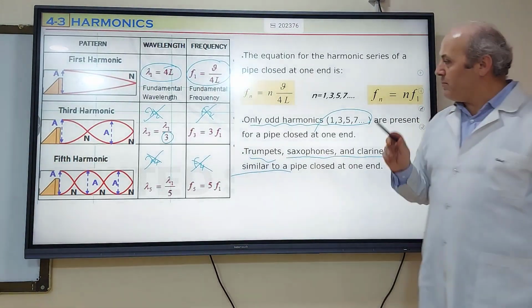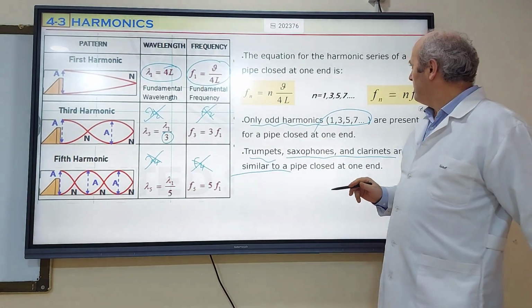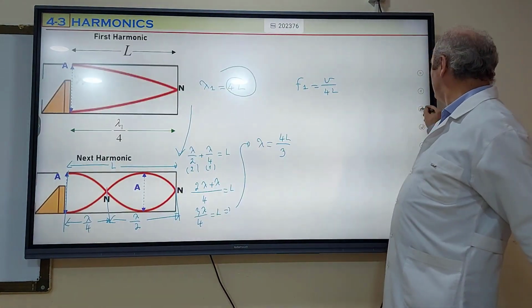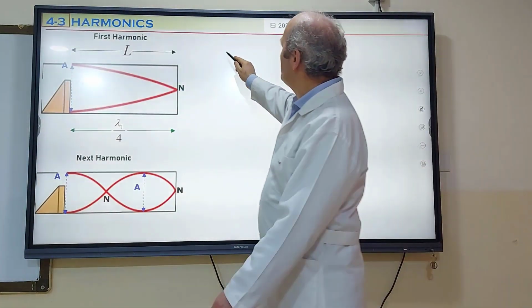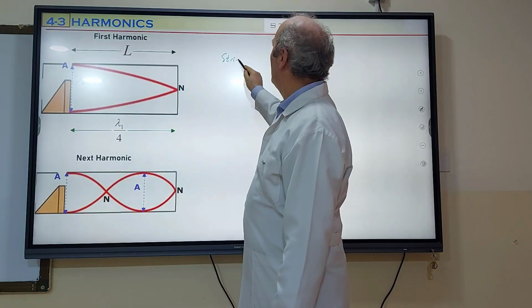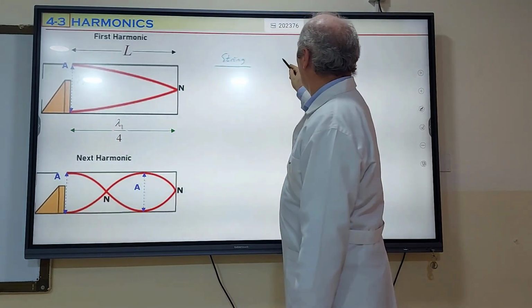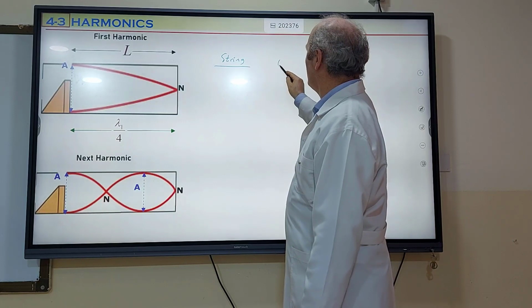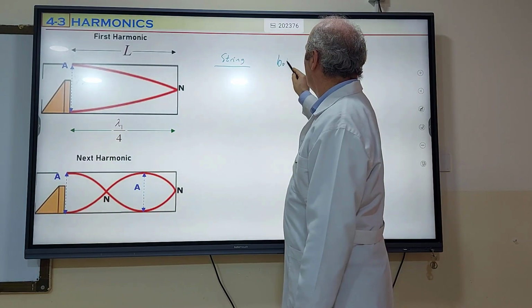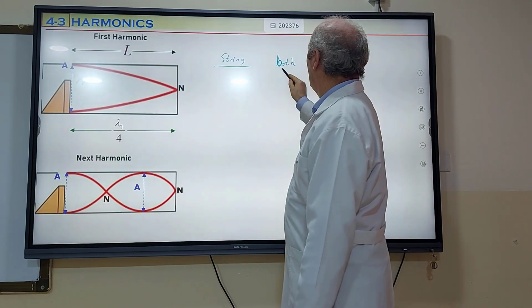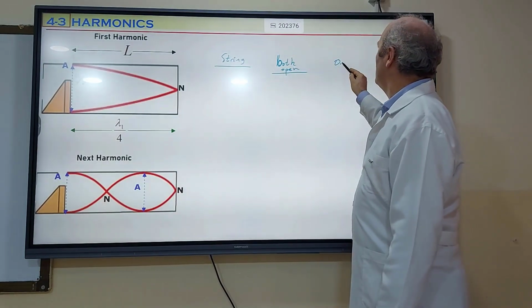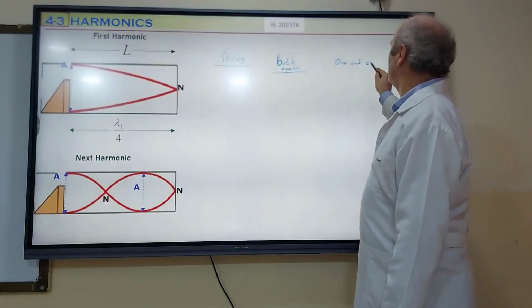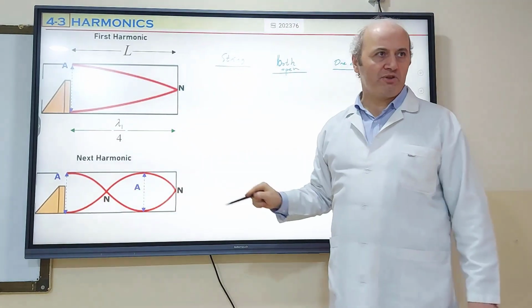Okay, now one more thing, let me remind you. Let's maybe make a table about this. Let's remember these three instruments: string, two-end open pipe, both ends open, and one-end closed pipe.